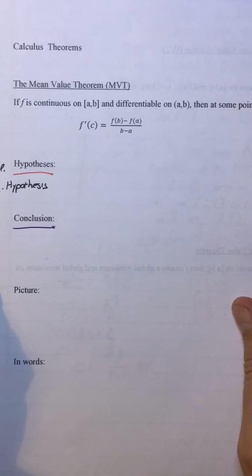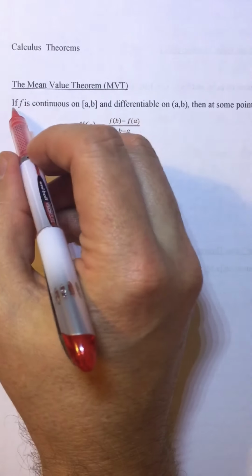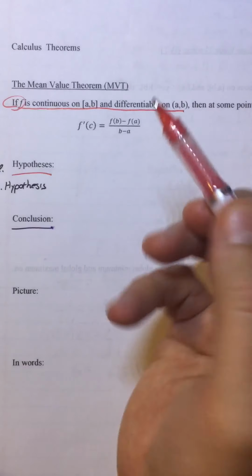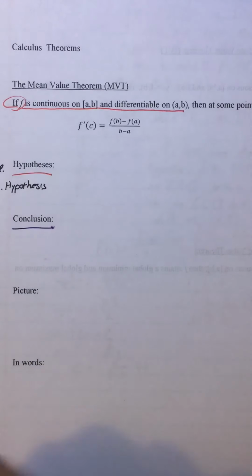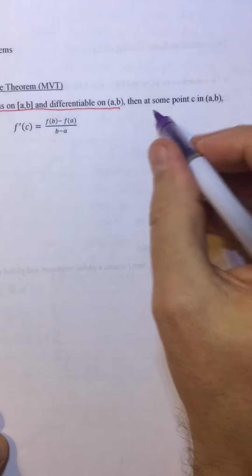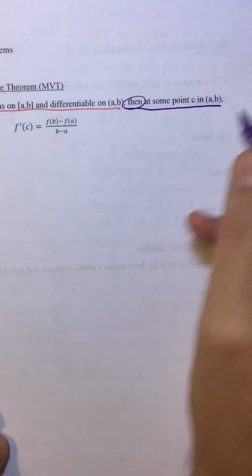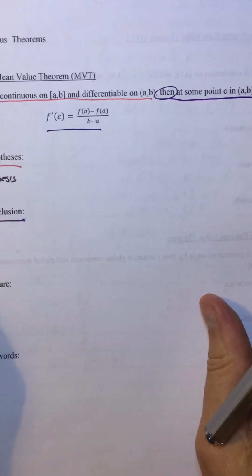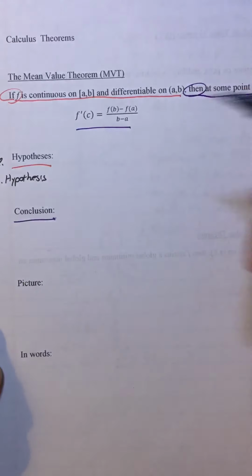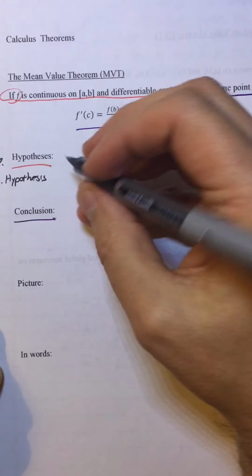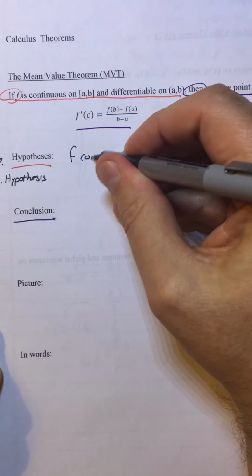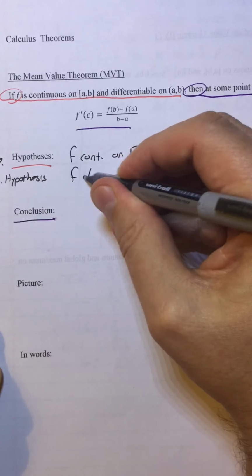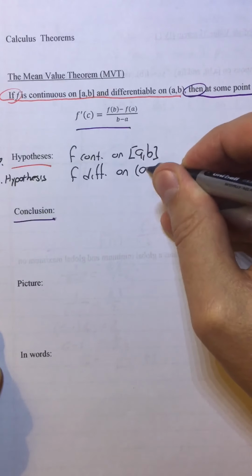All right. So the hypotheses are the if part of a theorem. If f is continuous on the closed interval and differentiable on the open interval, that's the hypotheses. And the conclusion is the then part. Then at some point C in AB, this magic thing happens. So for the mean value theorem, I want you to really break this apart and look at the hypotheses and the conclusion. Even though you have it written up here, write it again. The hypotheses are f is continuous on the closed interval AB, and f is differentiable on the open interval AB.